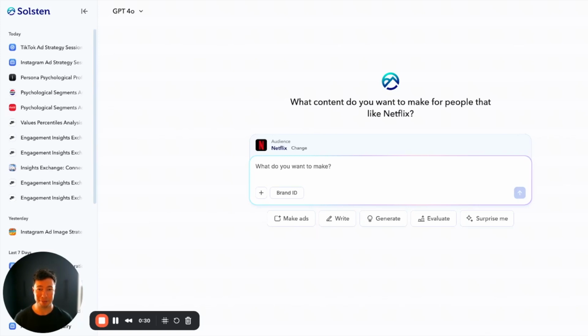So let's get started. In this example, I'm going to create personas for our Netflix audience and use them to market role-play games. But you can create personas for any brand and market any product to them using Alaris.